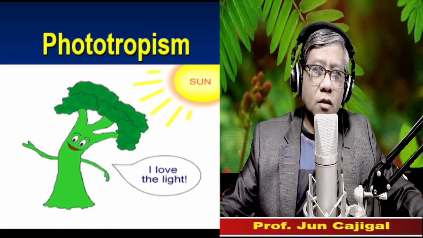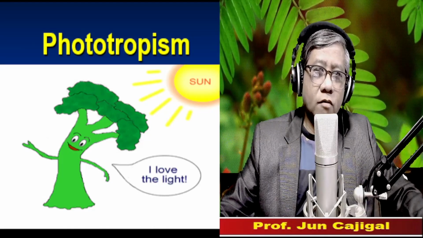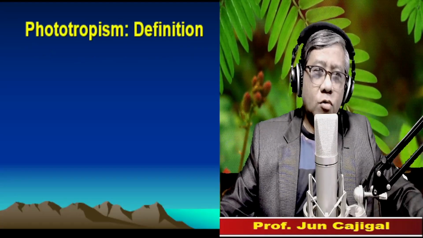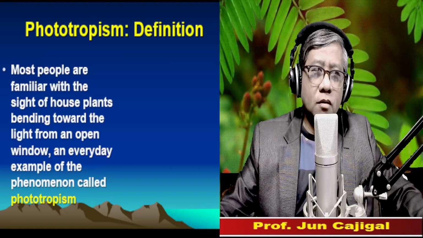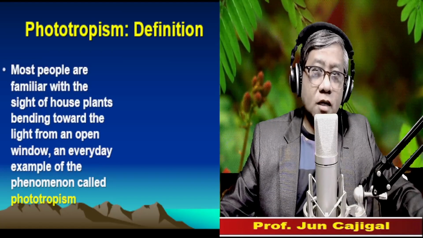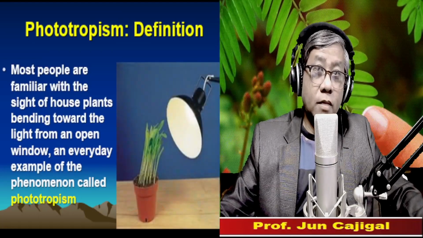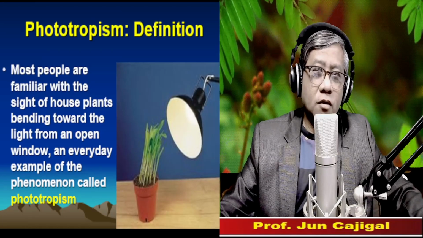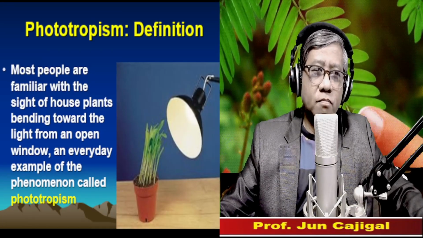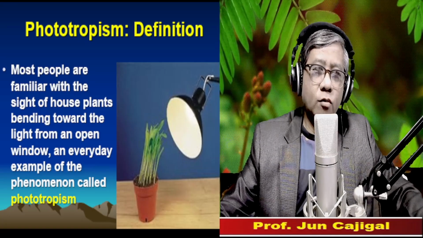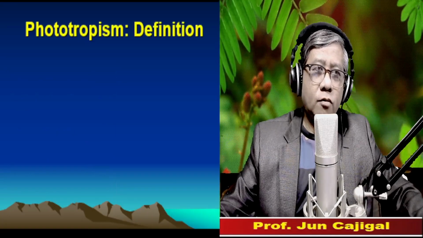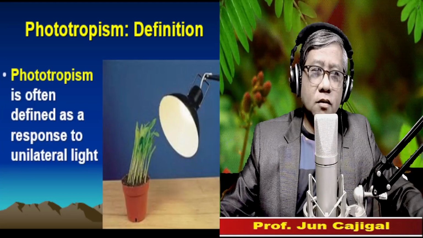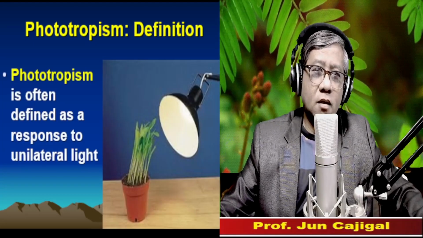So we will start with our discussion of plant tropism, or plant movement, on phototropism. Now we know for a fact that most people are familiar with the sight of houseplants bending towards the light from an open window. This is an everyday example of the phenomenon known as phototropism. Phototropism is defined as the response of plants to unilateral light.